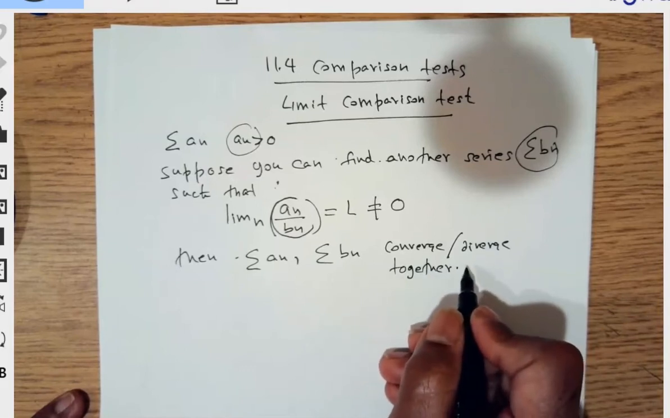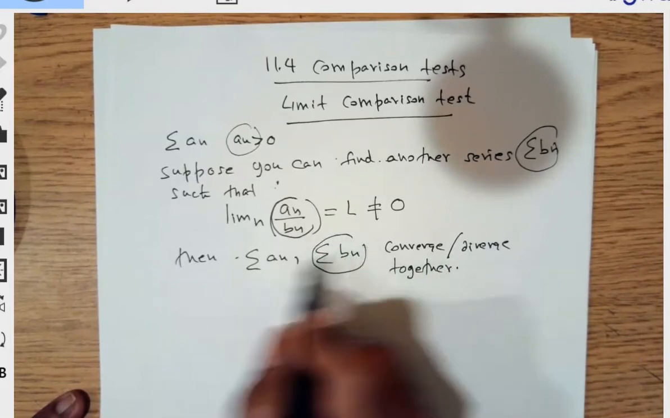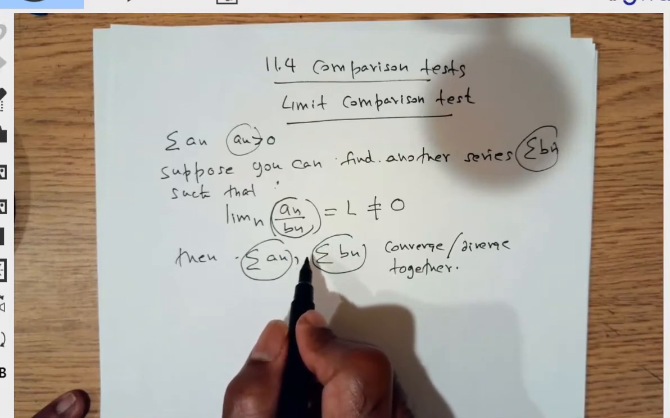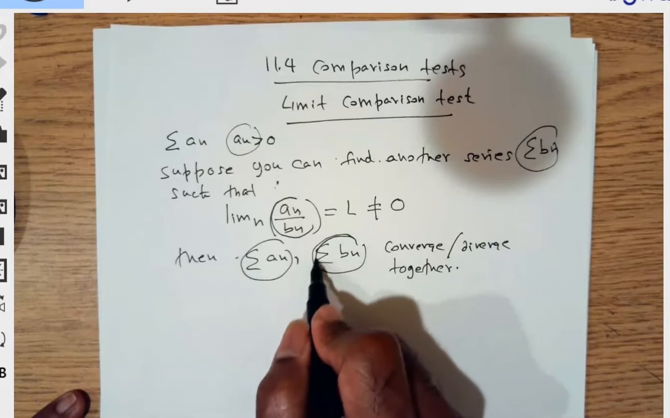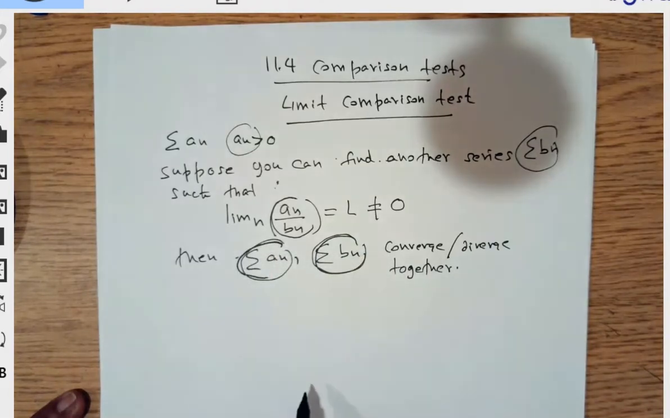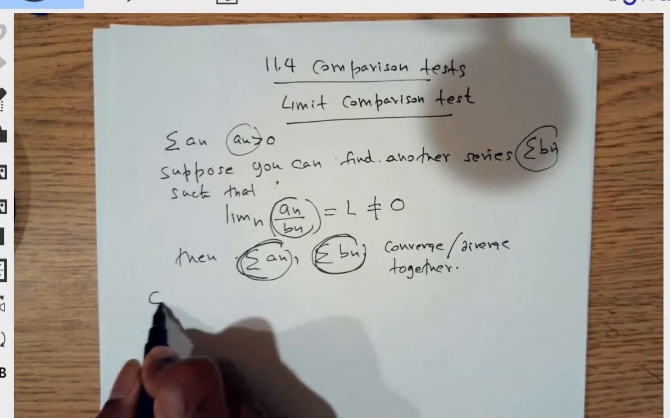What it means is that if sigma bn is convergent, then sigma an is convergent. That's why it's called the comparison test. And if sigma bn is divergent, sigma an is divergent. So the whole idea is if you are given a series, you try to find a series which you know to be convergent or divergent, and then using that, you infer the convergence or divergence of your given series, which is sigma an.